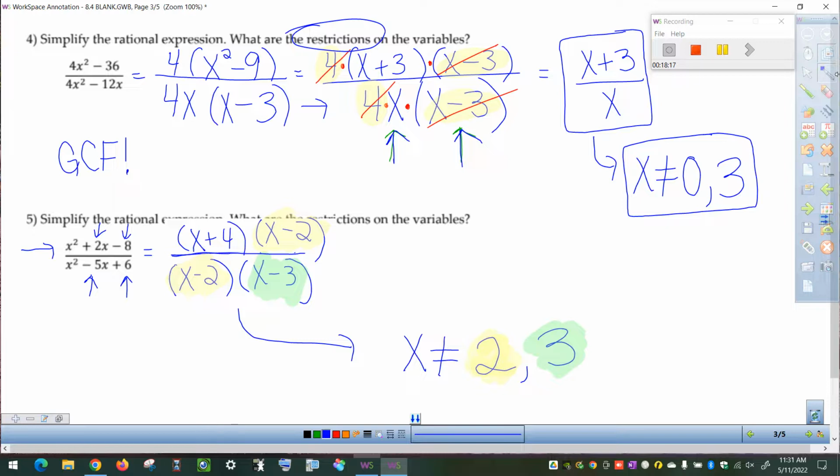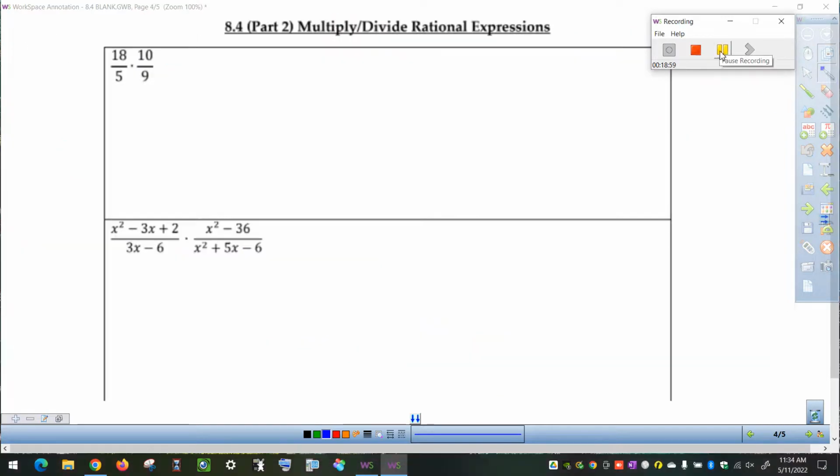Also, in order for us to cancel this out, what's in the parentheses has to be exactly the same. So, for example, if you had x minus 2 on top and you had x plus 2 on the bottom, we would not be able to cancel those. They're not exactly the same. So those are going to go away, and that's going to leave us with our final simplified answer, x plus 4 over x minus 3.